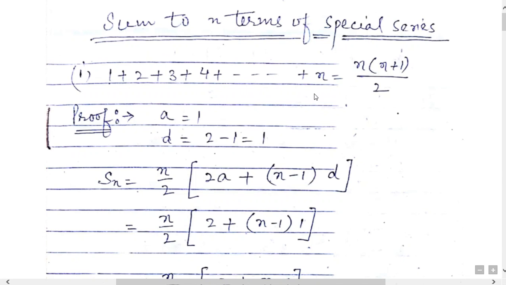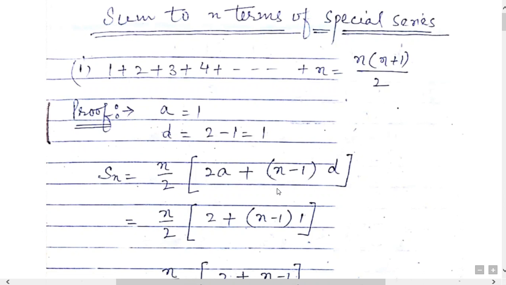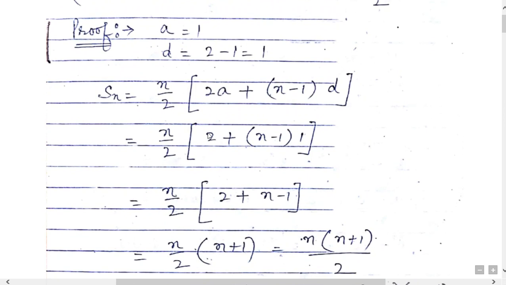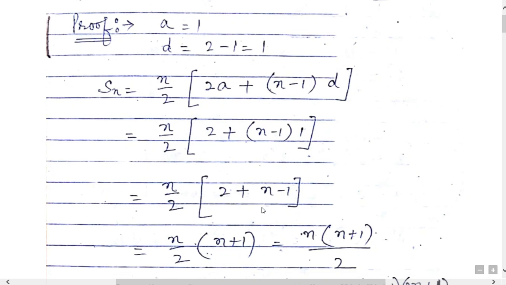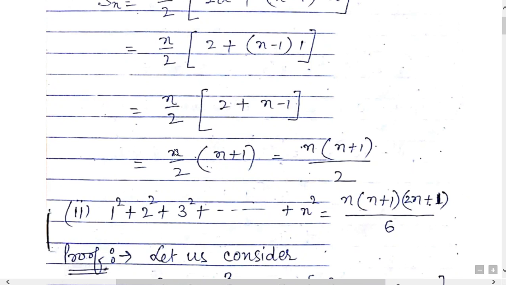What is the meaning of sigma n? Sigma n stands for the summation of the series from 1 to n. Basically, this series is an arithmetic progression. It means I can apply the formula of Sn for AP. First term is A and common difference is D. Simply apply the formula n by 2 into 2A plus (n minus 1) into D. The value of A is 1 and the value of D is 1. Then I can easily obtain the formula for sigma n, that is n into (n plus 1) divided by 2.